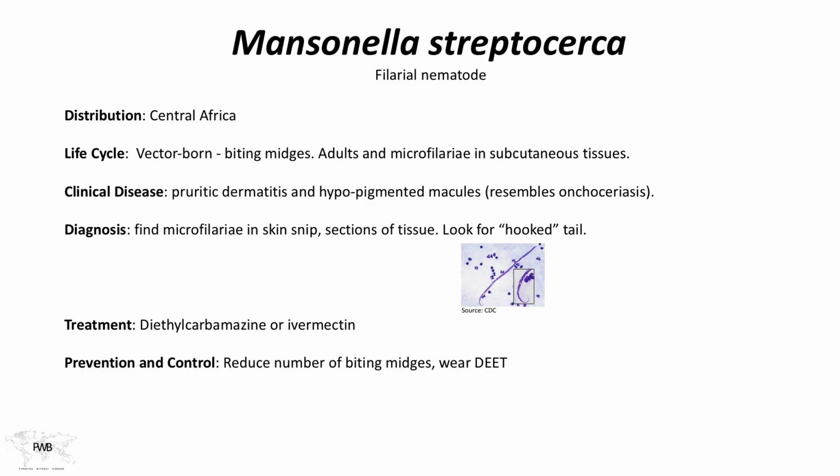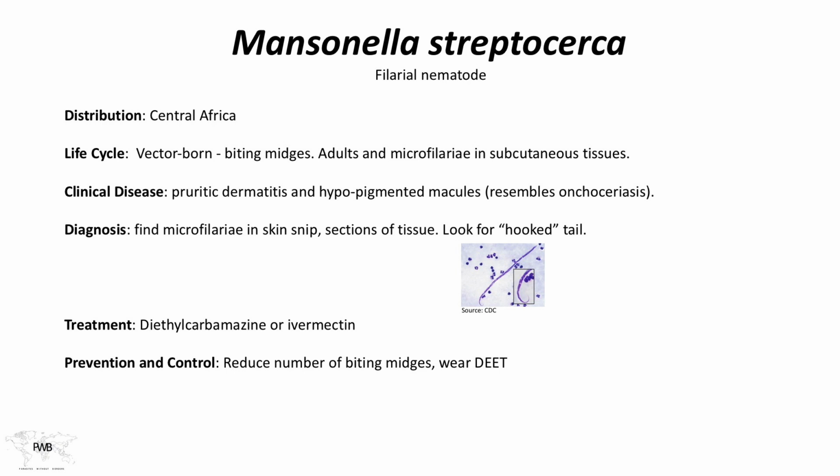The third Mansonella is Mansonella streptocerca. It's a filarial nematode as well. It's localized to Central Africa. Biting midges, again, are the culprits in terms of transmission from person to person. And the adults and microfilariae live in the subcutaneous tissues, reflecting a little bit the biology of Onchocerca volvulus.